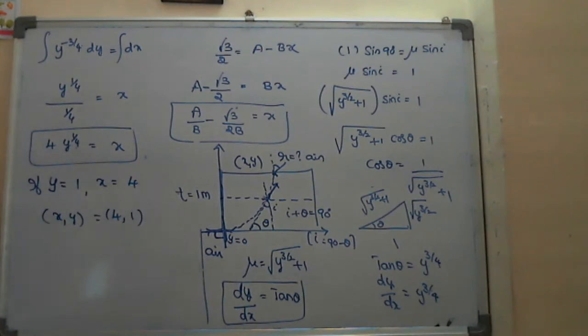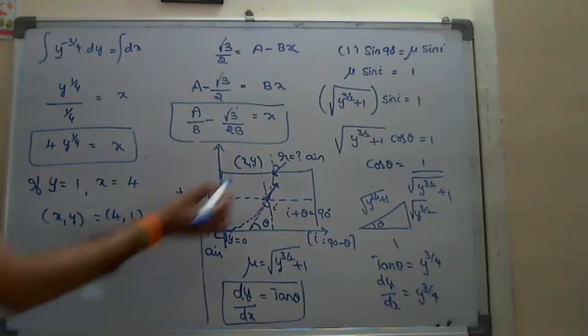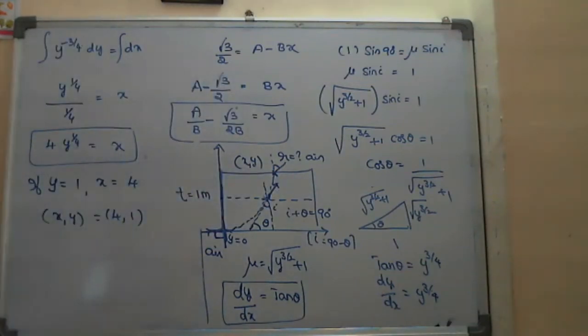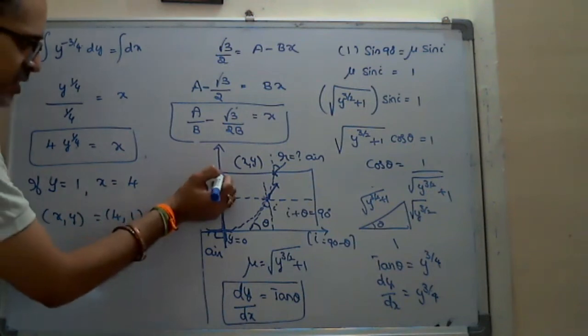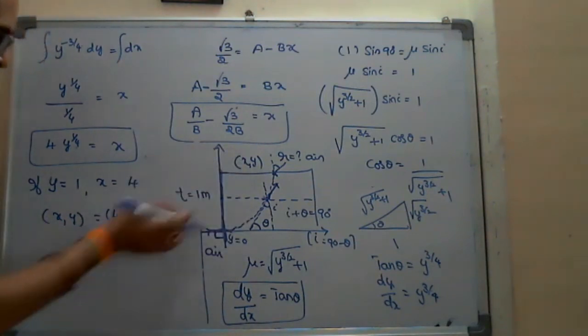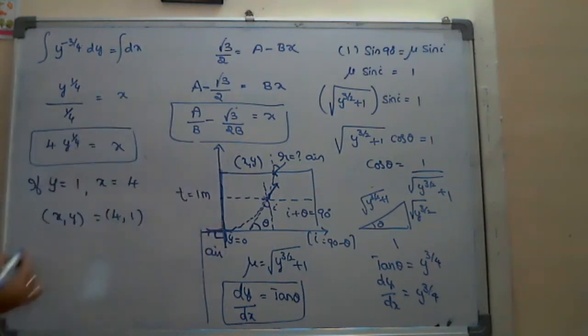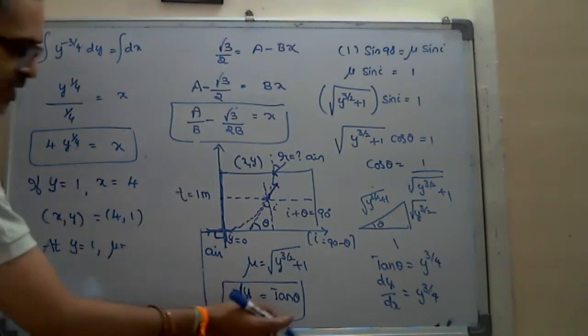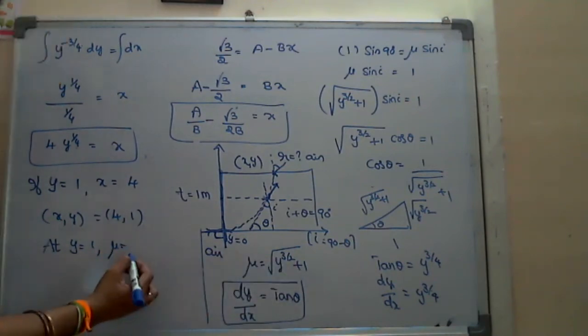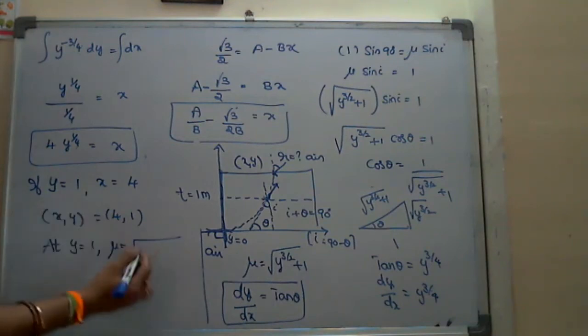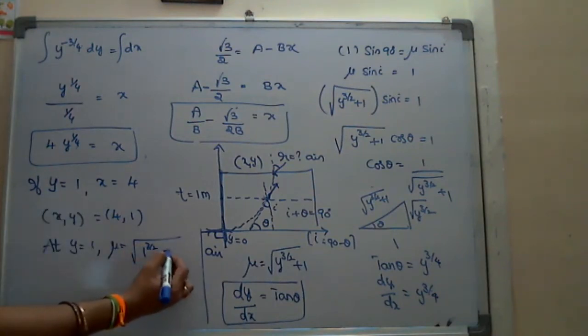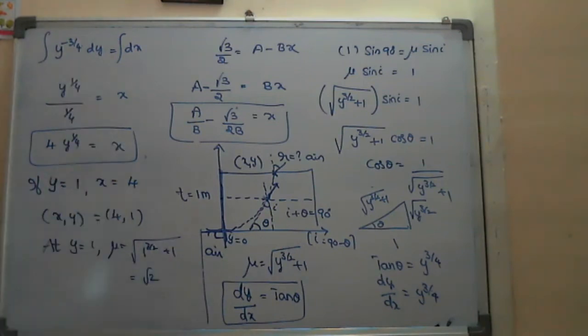So one part is over. Then he is asking what will be the angle of refraction at that point. Angle of refraction means, here at this height from the bottom, at y equal to 1 meter, what will be the refractive index? According to the formula, mu is equal to root of 1 power 3 by 2 plus 1, that is root 2. Mu is equal to root 2 here.